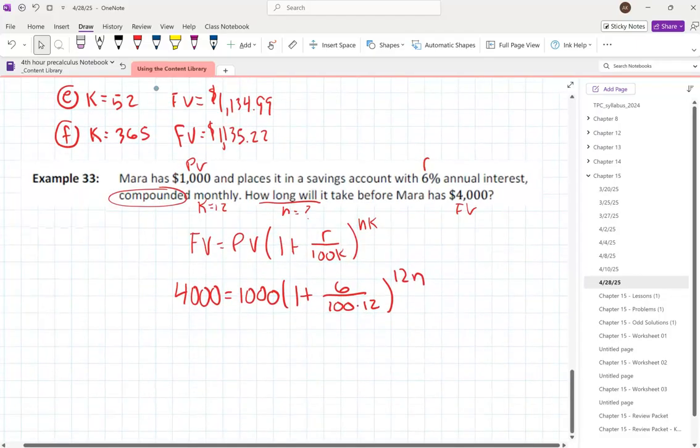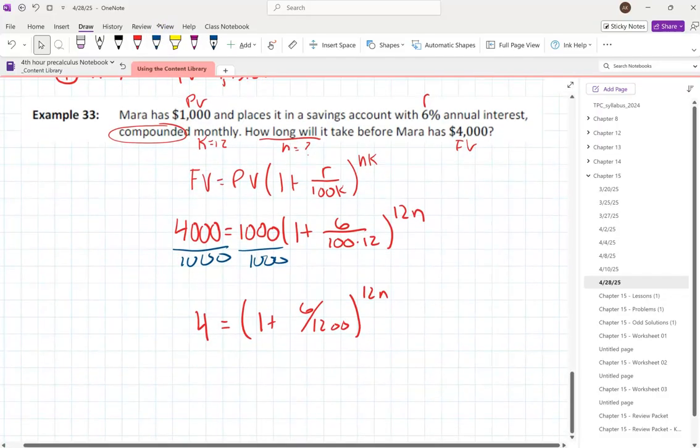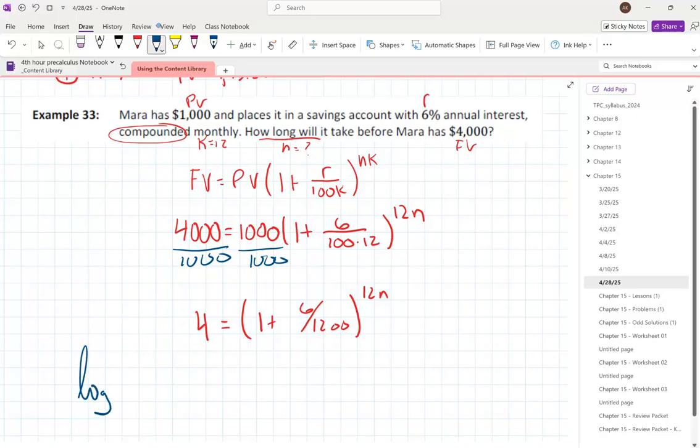Bingo. So we'll start by getting the exponential part by itself. So divide both sides by 1,000. And I could simplify that, but I'm not going to bother because it's all going to go into my calculator eventually. Now, to cancel out that exponent base, I'm going to use a logarithm with the base equal to the exponent base. So to both sides, I'm going to do log base 1 plus 6 over 1,200.